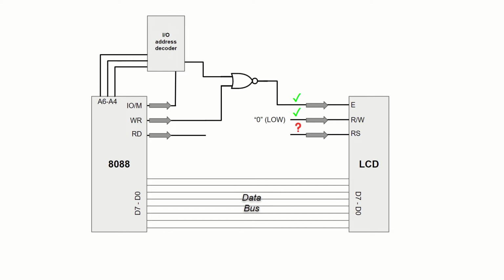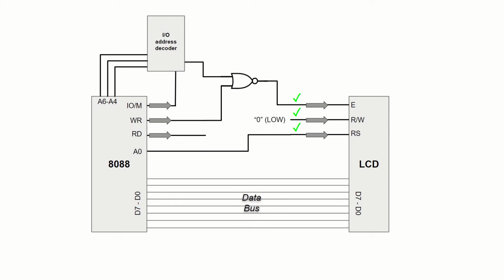The last to drive is the RS signal. This pin chooses whether we send a command or data on the data lines. So how can we tell the LCD when we send a command or data? We could use one of the available address lines, let's say the A0. This way, from the CPU's point of view, writing a command where the RS needs to be low is nothing but writing to an I/O port addressed by an even number where the A0 is low, and writing data will happen when the CPU writes to the odd-numbered port.